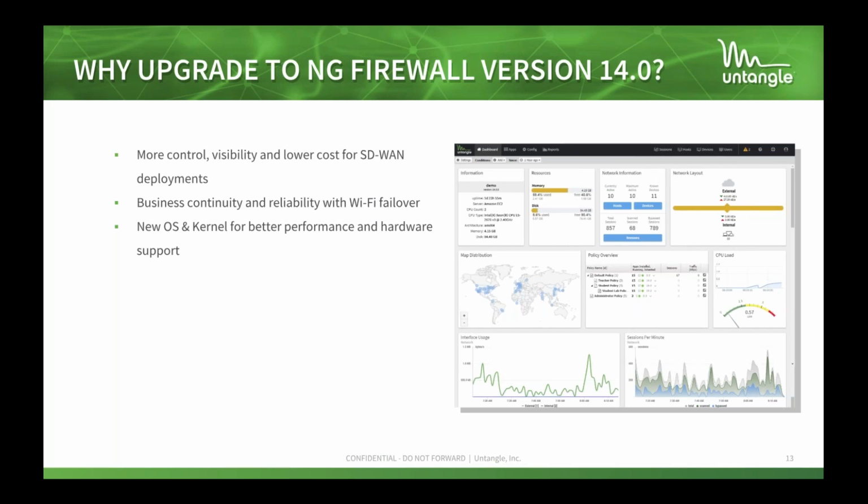Talk a little bit about the actual reasoning for and what we're adding in version 14. As I said, we've added more control, more visibility, more options to what we can do with SD-WAN deployments through our Tunnel VPN and some enhancements to our wireless capabilities. Business continuity and reliability with Wi-Fi failover. What we've done is we've added the ability for you to have a wireless interface now act as a WAN, not just an internal interface. Also, the OS and kernel have been updated or adjusted again for better performance and hardware support.